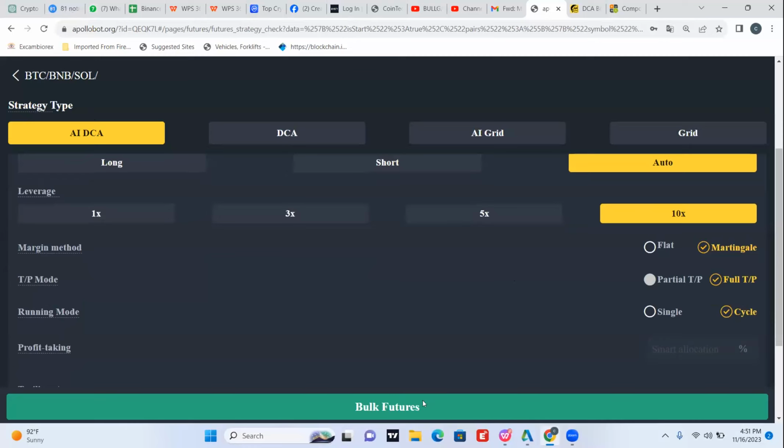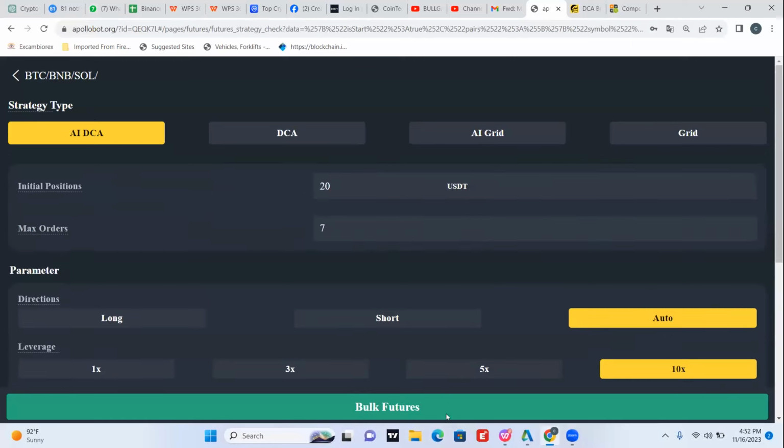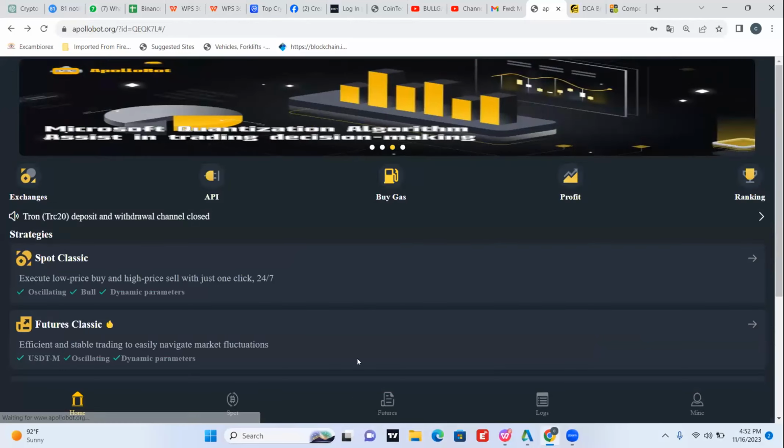Once you're done with this, that's all you need to do. Then the next step is to launch it by tapping on bulk futures. You see your green tab down here. Once you tap on it, it launches into the trade, and that's how the robot takes over from there and you start making money.